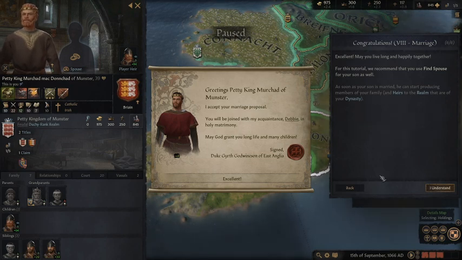Greetings, Petty King Murkad, head of Munster. I accept your marriage proposal. You'll be joined with my acquaintance Debbie in holy matrimony. May God grant you a long life and many children. Signed, Duke Girth Godwinson of East Anglia.